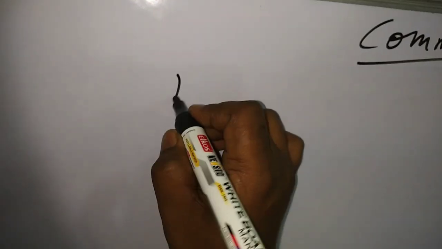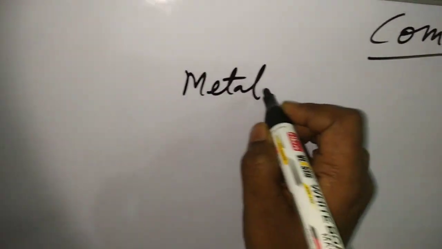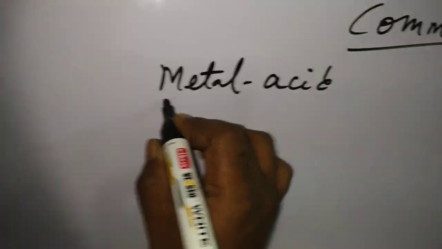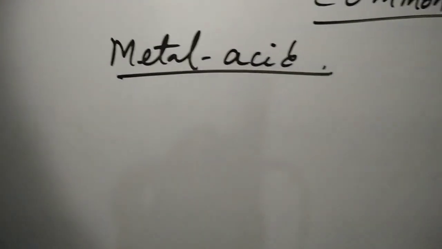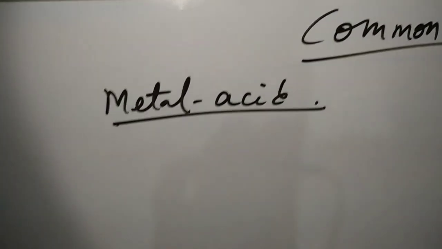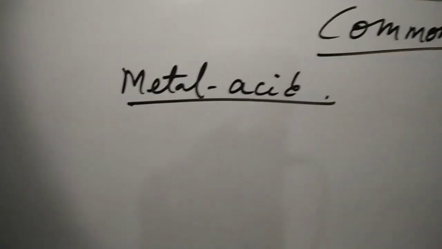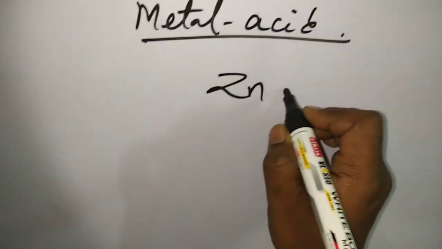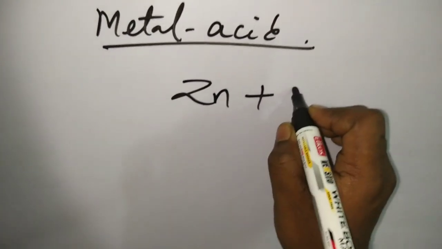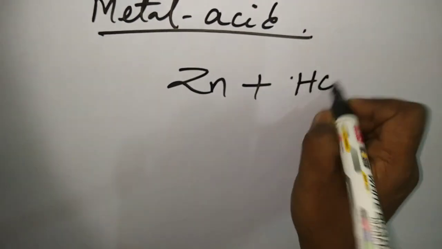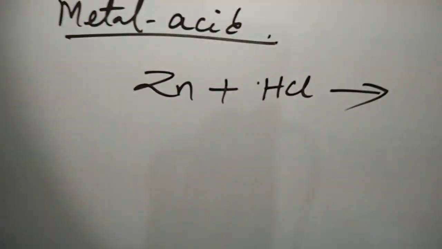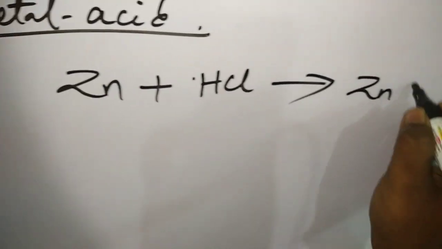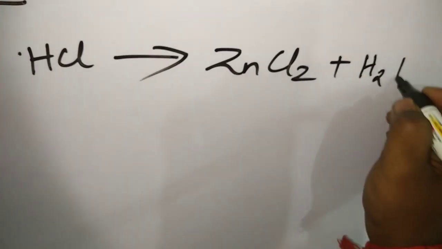First one is metal acid reaction. What happens? Metals react with acid to form salts and hydrogen gas. Let's see with the help of an example. When zinc reacts with HCl, it forms ZnCl2, zinc chloride, and hydrogen as gas.